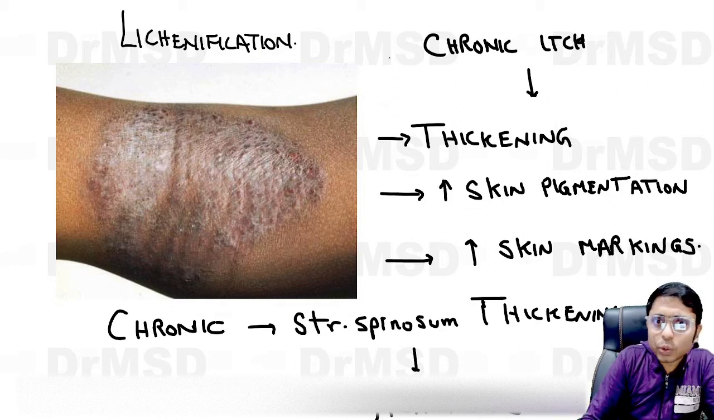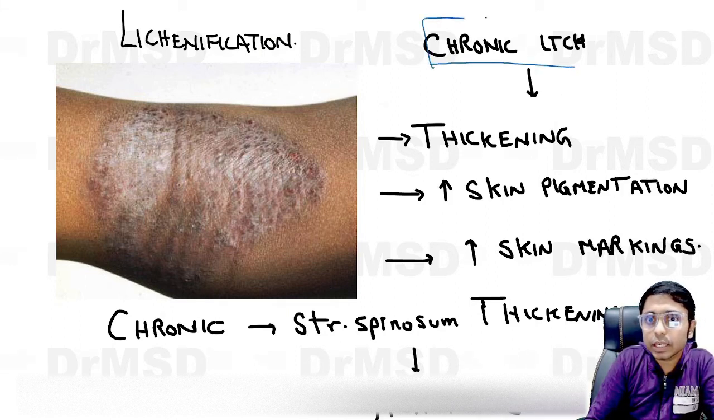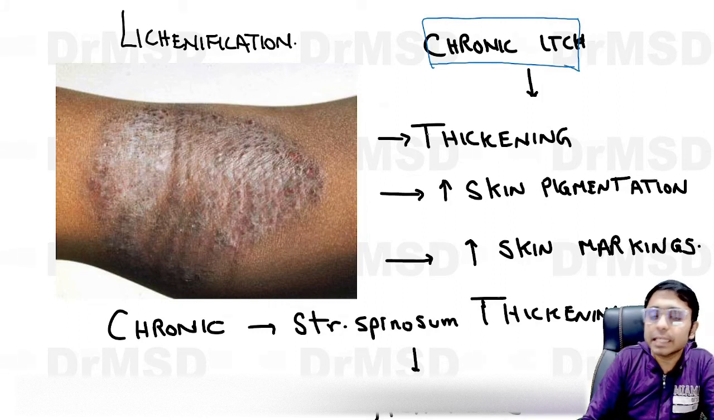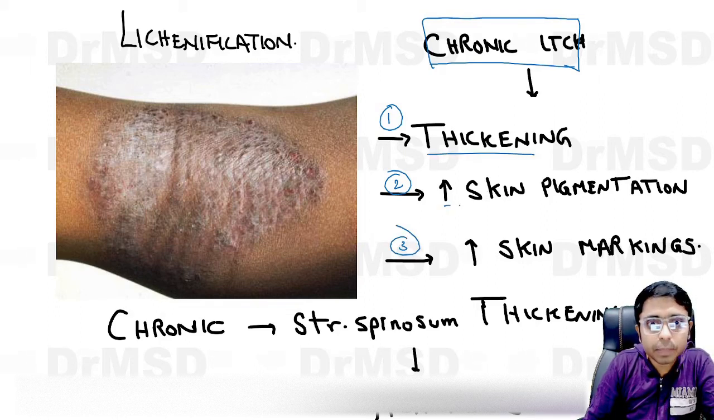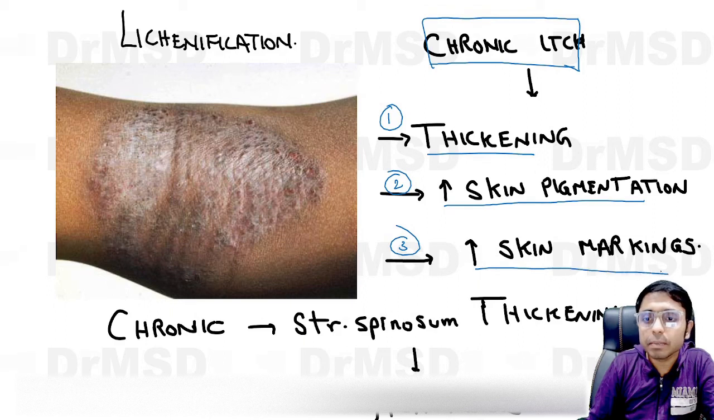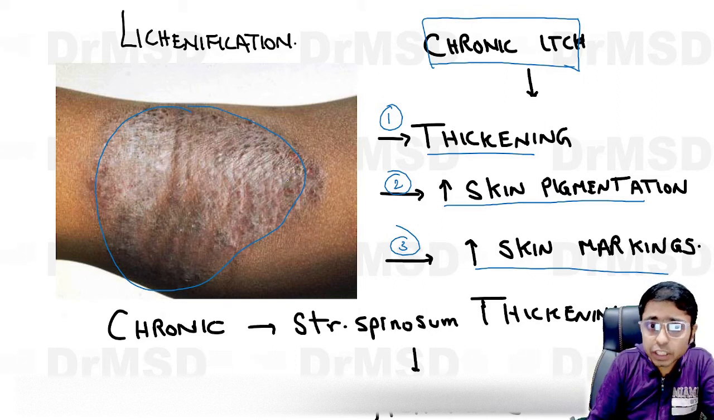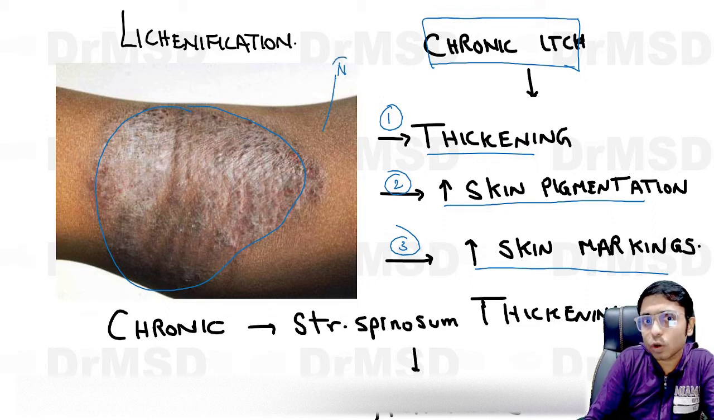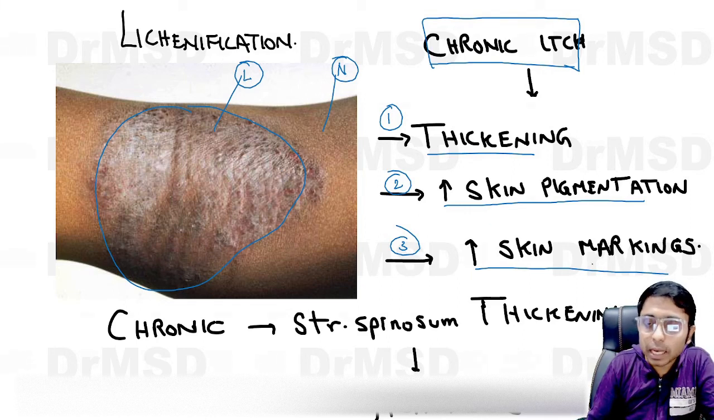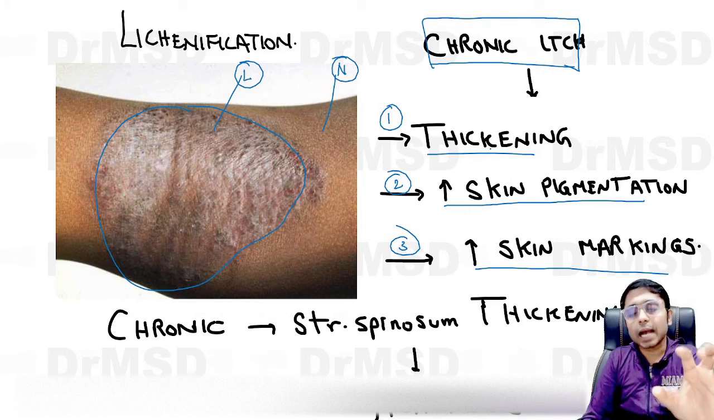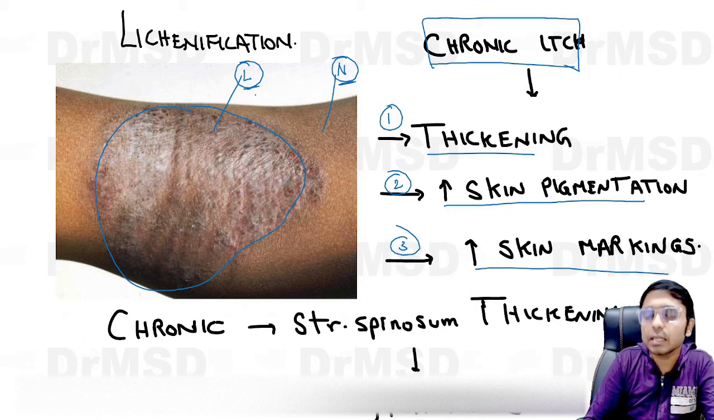As I've already told you, chronic itching in chronic eczema patients is going to cause three important skin changes. One is thickening of the skin, there will be increased pigmentation, and there is going to be increased skin markings, all of which are very profoundly evident in this lesion which you are able to see. You can see with your eyes that the pigmentation is increased when compared to the normal skin. This is the normal skin and this is the lesional skin. In the lesion you can clearly see pigmentation is more, skin markings are more, and if you close your eyes and palpate the normal skin and the lesional skin, you can easily identify that the lesional skin is very thick.